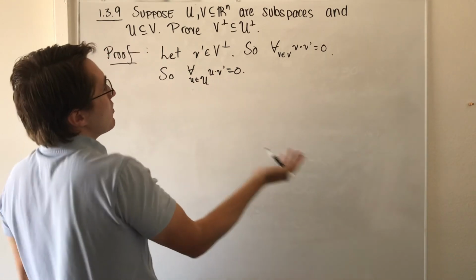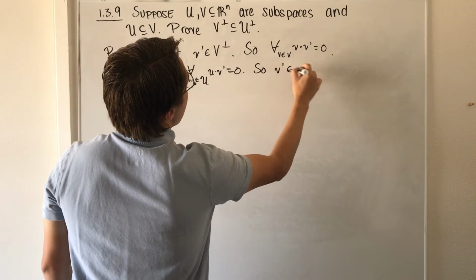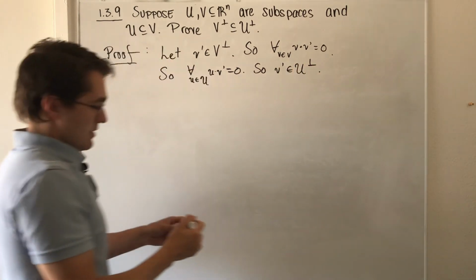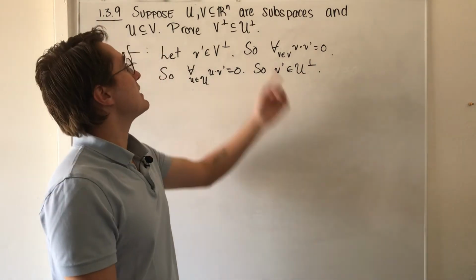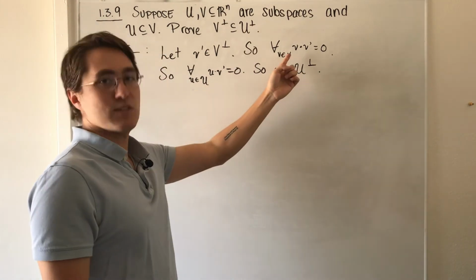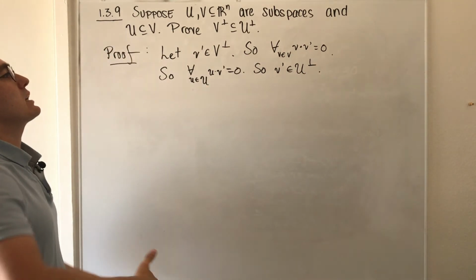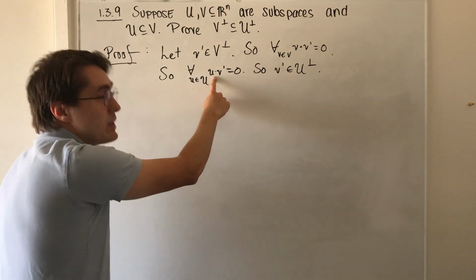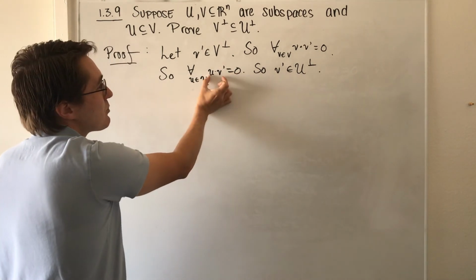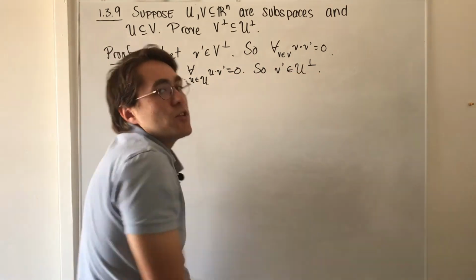But wait a second, what is that set? That's the set U perp, right? Because U perp is the same idea except it applies to U and not to V, right? U perp is just the set of all elements that are perpendicular to everything in U. Well, this V prime is perpendicular to everything in U because its dot product with everything in U is 0. So then this V prime must have also been in U perp.